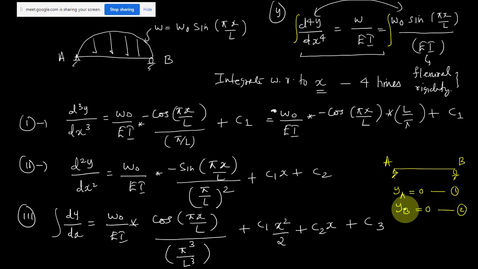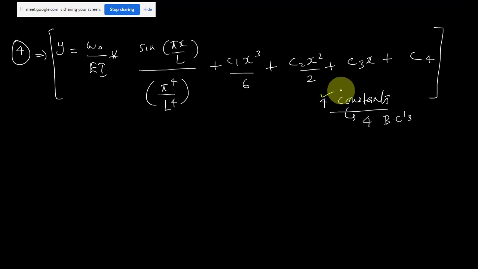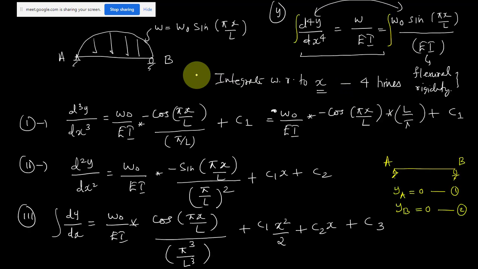And what are the remaining 2 boundary conditions? Because I need 4 boundary conditions minimum, only then can I solve for the 4 constants of integration. The third and fourth boundary conditions come from the moment. This is a simple support, and this is also a simple support. So the moment at A is equal to 0, and the moment at B is equal to 0. This is the third boundary condition, and this is the fourth. Now we have to make use of these 4 boundary conditions to solve for the integration constants.